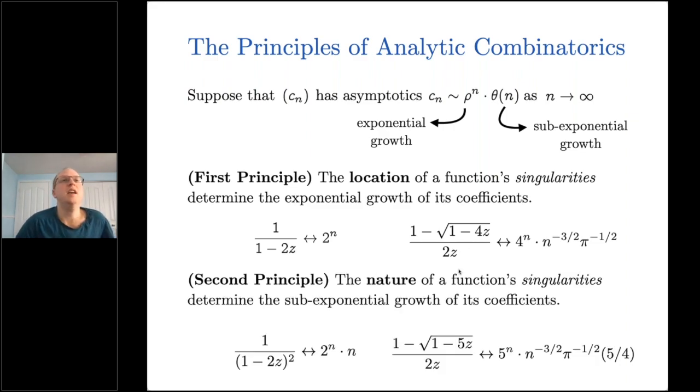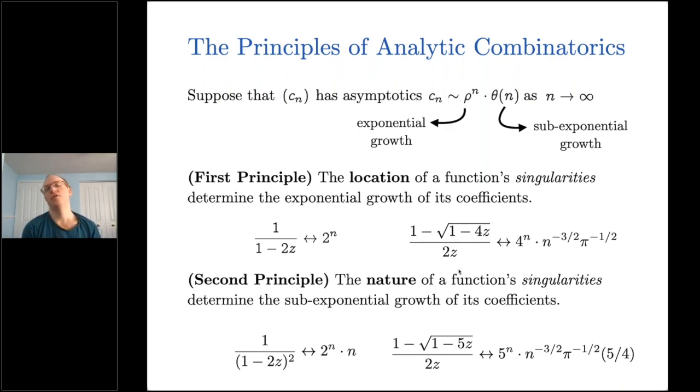And the second principle is that the type of singularity you have, the way that something goes wrong in your function, determines the rest of the asymptotics, or the sub-exponential part. So for instance, if you take 1 over (1 minus 2z) squared, your singularity is still at z equals a half, but instead of dividing by 0, you're dividing by 0 and squaring it. So you have a zero of order 2, sometimes we would say, in the denominator here.